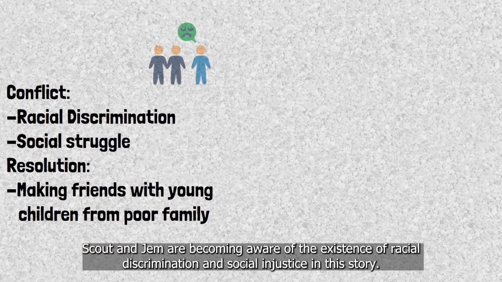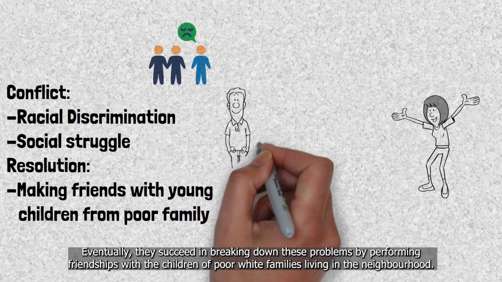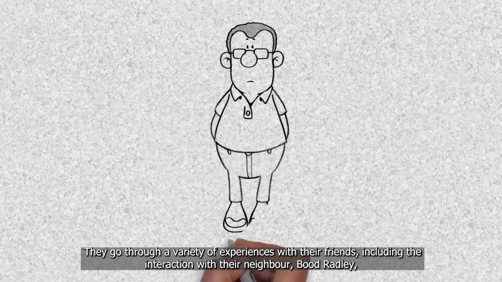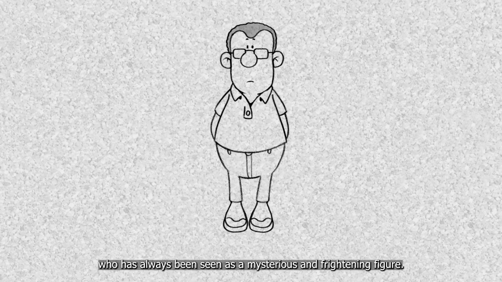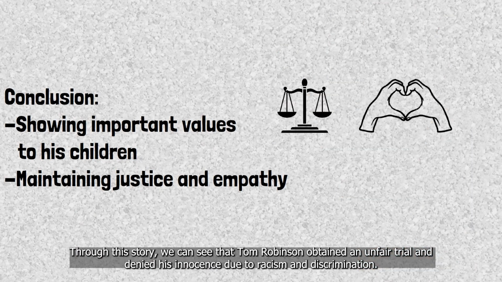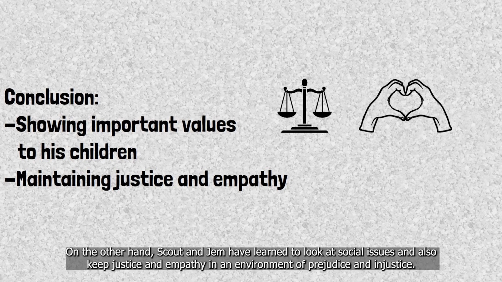Scout and Jem become aware of the existence of racial discrimination and social injustice in this story. Eventually, they succeed in breaking down this problem by forming friendships with the children of poor families living in the neighborhood. They go through a variety of experiences with their friends, including the interaction with their neighbor, Boo Radley, who has always been a mysterious and frightening figure. Through this story, we can see that Tom Robinson obtained an unfair trial and was denied his innocence due to racism and discrimination. Although Atticus faces criticism and trials in defending Tom, he strives to instill important values in his children. On the other hand, Scout and Jem have learned to look at social issues and also keep justice and empathy in an environment of prejudice and injustice.